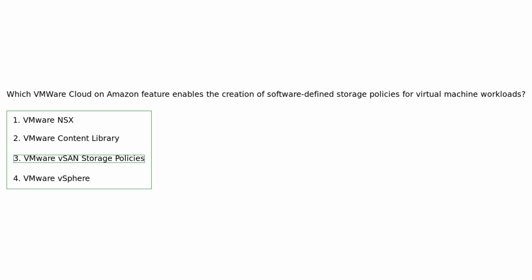VMware vSAN storage policies enable the creation of software-defined storage policies for virtual machine workloads within VMware Cloud on AWS, allowing for the specification of storage requirements such as performance, availability, and data protection.